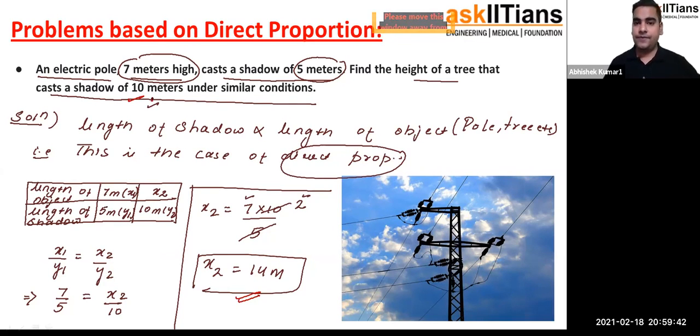I hope it is clear to all of you, like how we check whether this is a problem of direct proportion or not. We check whether on increasing one value, the other value will increase or not. If that is going to happen, then without hesitation, you can say that that's a problem of direct proportion. Then after that, we already have the formula to do that. We applied the formula and got our answer. So check it and let me know in case of any doubt before we discuss few more problems based on it.